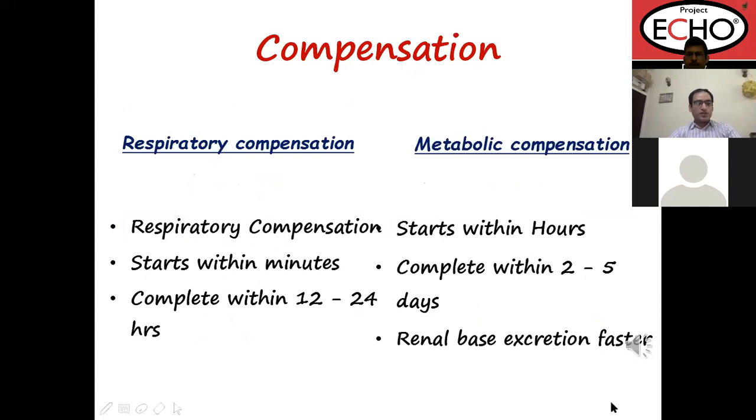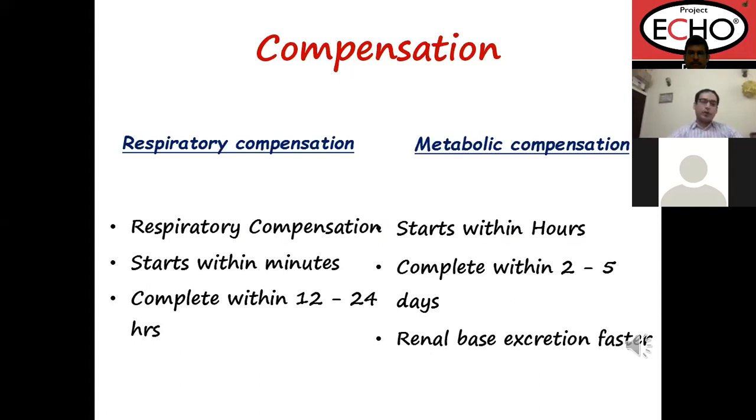So the compensation is either by respiratory or metabolic compensation, depending on which is the primary system involved. If the primary is metabolic, there will be respiratory compensation. When we compare the two, respiratory compensation is always the fastest. It is the most efficient. It starts within minutes and completes within 12 to 24 hours.